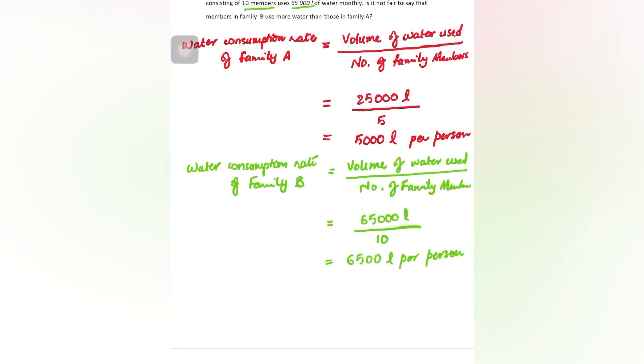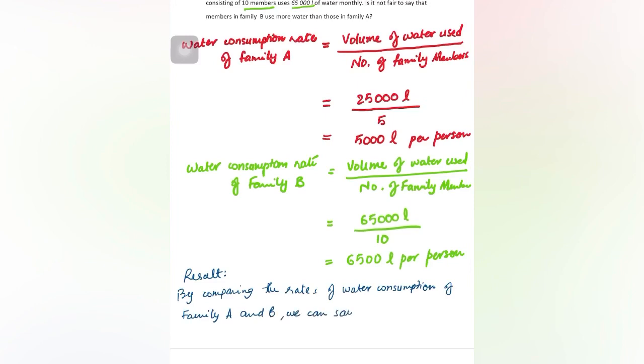So the result will be: by comparing the rates of water consumption of family A and B, we can say that family B is consuming more water.